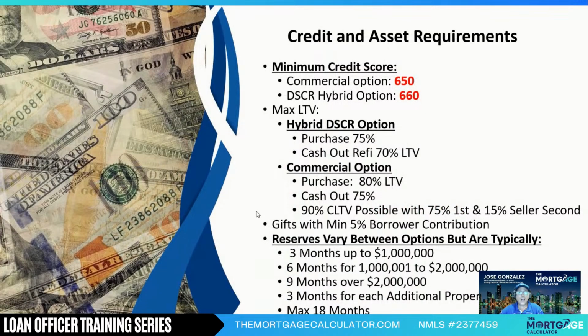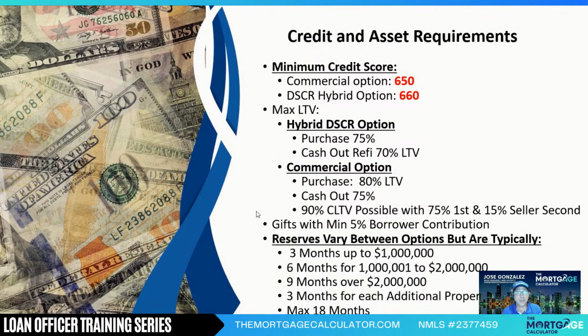So, what are our credit and asset requirements? Well, again, here, remember, I'm drawing from multiple options, trying to highlight the strengths here, how flexible we are. In our commercial option, we can go as low as 650. You heard me correct, 650. In our DSCR hybrid option, we can go as low as 660.